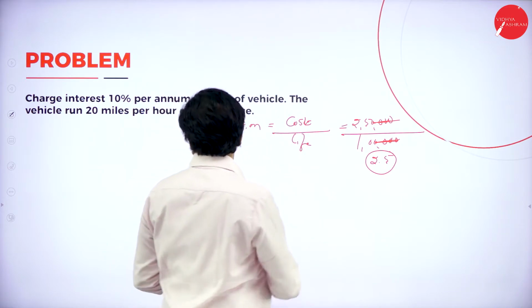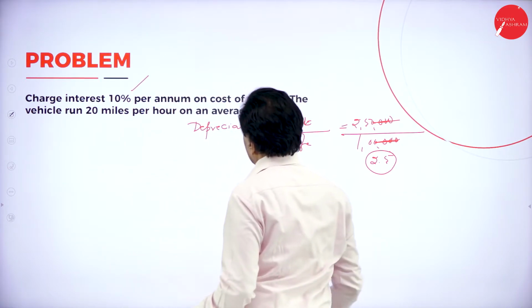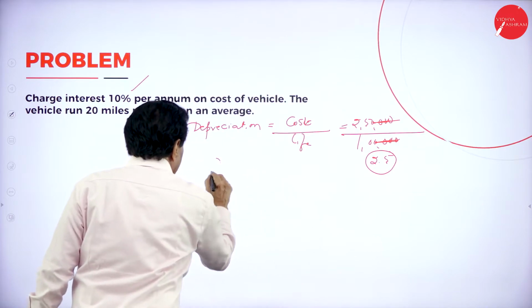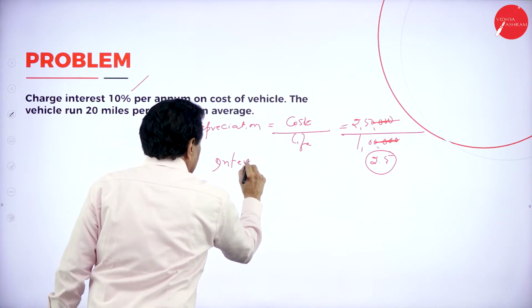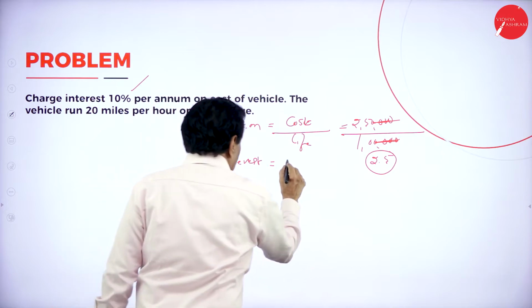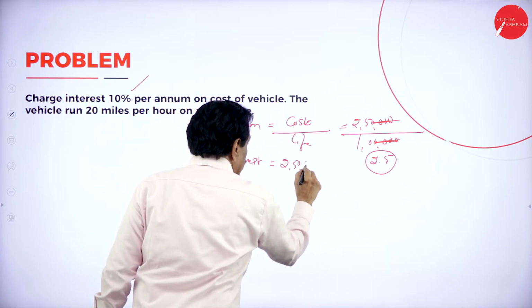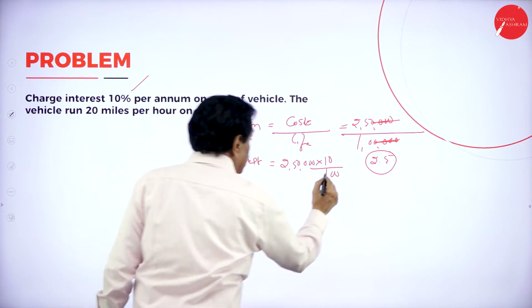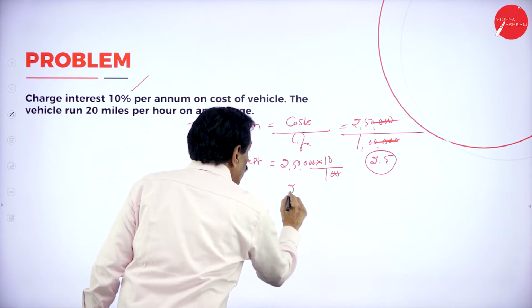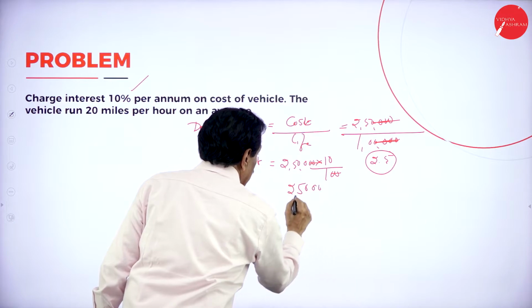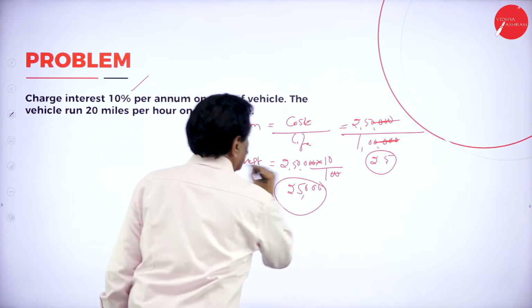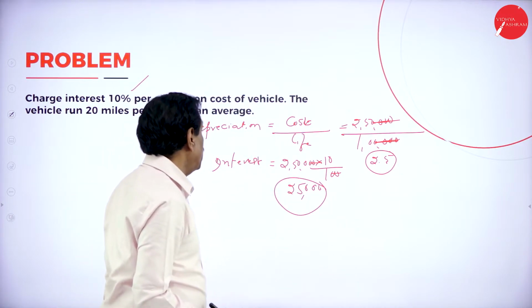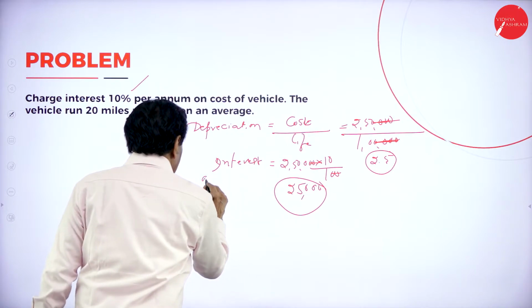Then what's another item? Interest at 10% per annum. Interest: 2,50,000 into 10 by 100. Cancel the zeros, 2,500. So 25,000. So 25,000 is the interest on the vehicle.